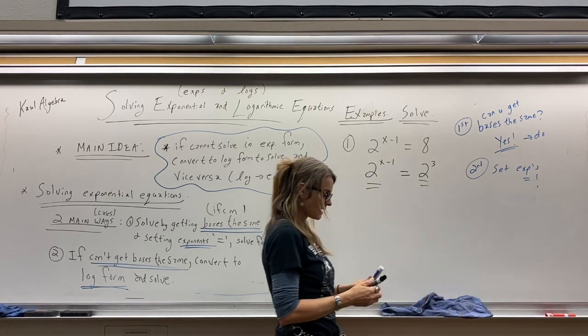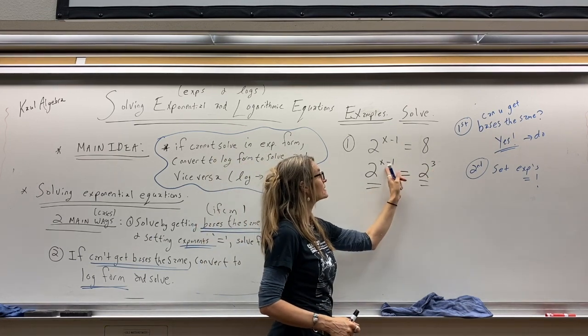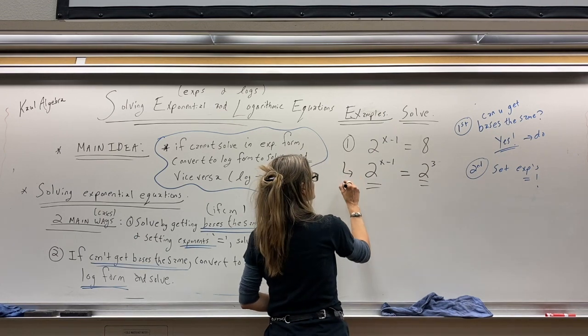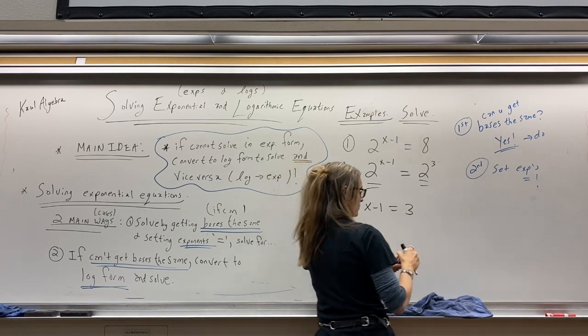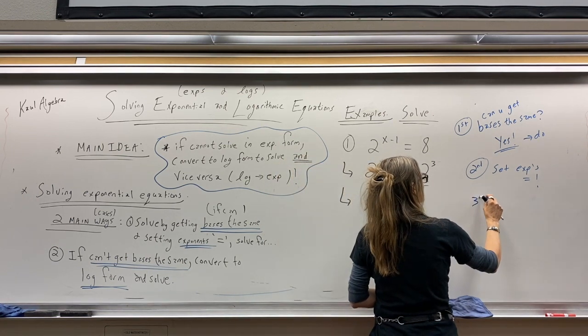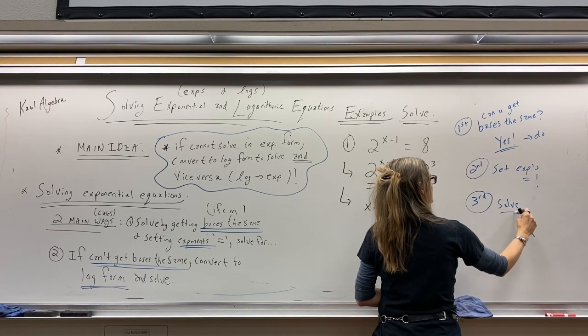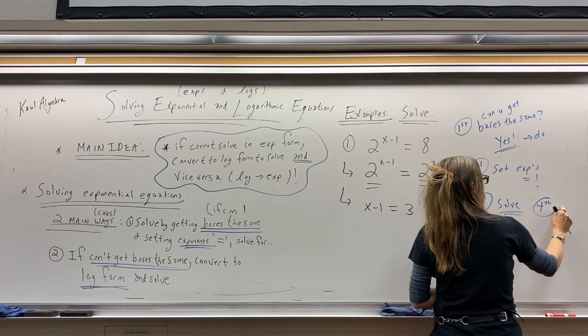So I'm going to set the bases the same, which leaves me with the logic that these exponents must be equivalent. So this means that x minus 1 must equal 3. And of course, I just go ahead and solve. And then of course, fourth, check.